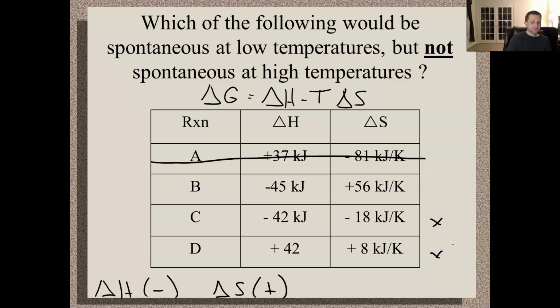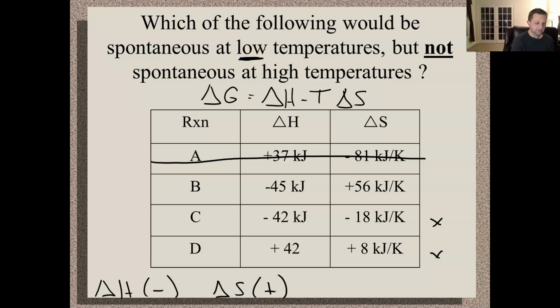If you look at letter C, we have a negative value for enthalpy, so that's good, right? And we have a negative value for entropy. We want it to be positive, so that's not good. So this is one of those situations where it's a maybe, right? We have one of the two things, in this case delta H, favorable, and the delta S isn't. So we want something to be spontaneous at low temperatures, all right?